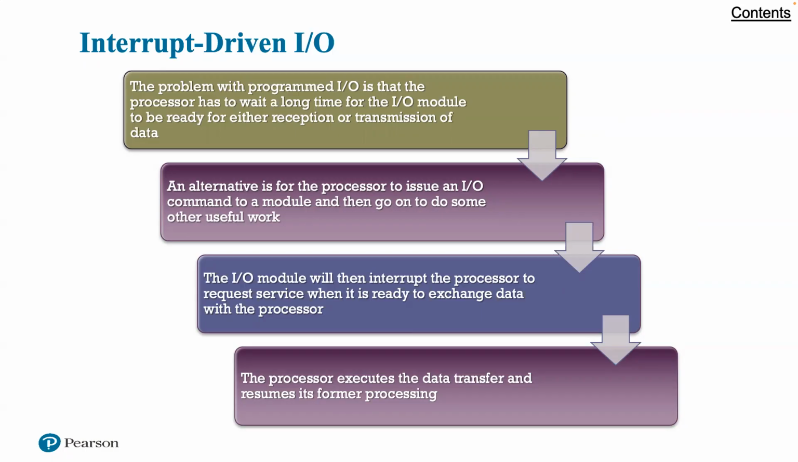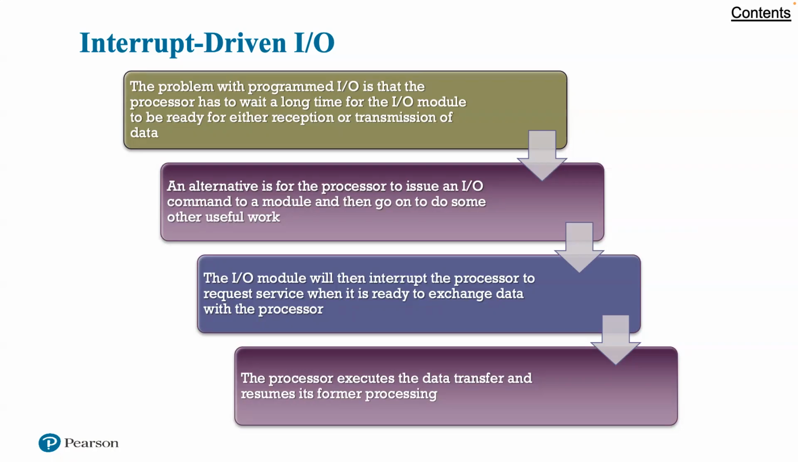The I/O module then will interrupt the processor to request service when it is ready to exchange data with the processor. The processor then executes the data transfer as before, and then resumes its former processing. So it's able to multitask. Let us now consider how this works.